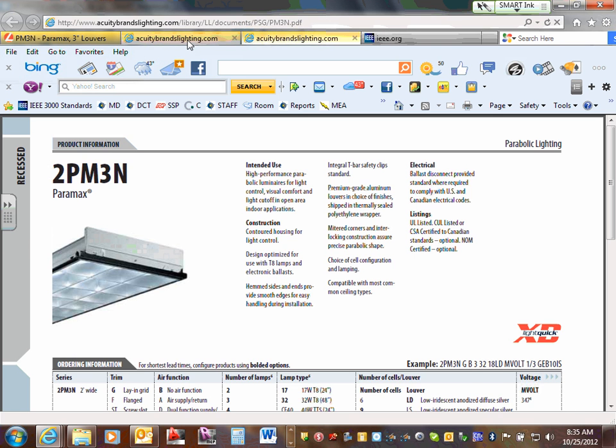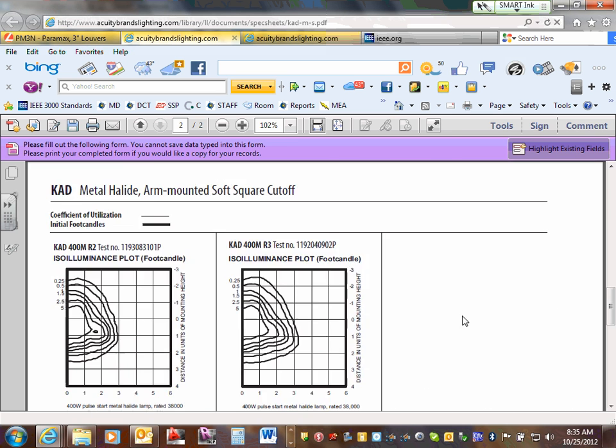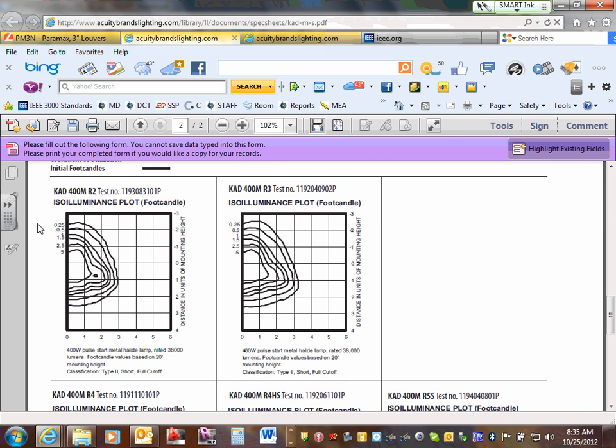What I did, I grabbed one of these pictures. Remember that CAD directly from Lithuania that we looked at, and do you see right here the ISO illumination curve? Do you guys remember? This is directly from the manufacturer. So if you have a CAD 400, a metal halide, 400 watt, here's the distribution pattern for this picture. Can you guys see that? That's directly from the manufacturer.